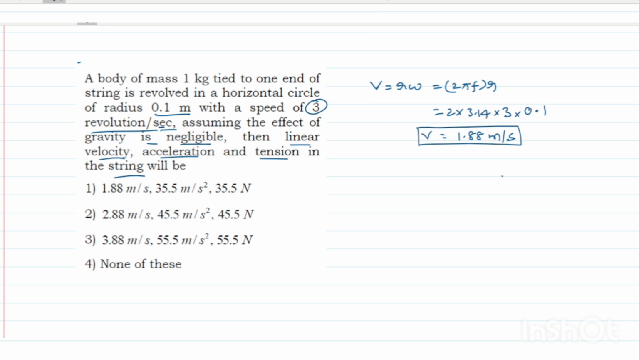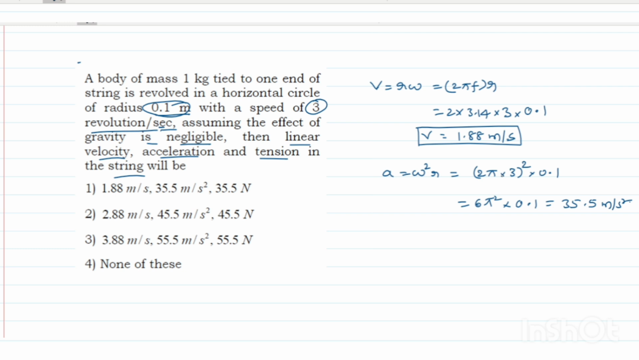And acceleration they are asking. Here it's a centripetal acceleration. In terms of angular velocity, it is omega square into r. Omega is nothing but 2 pi into frequency, which is 3, whole square, into r, which you can take as 0.1. The radius is given as 0.1. So 2 3s are 6 pi square into 0.1. So you will get nearly 35.5 meter per second square.